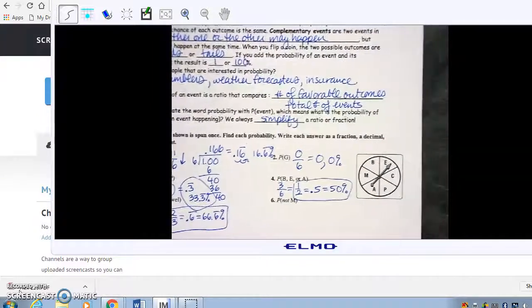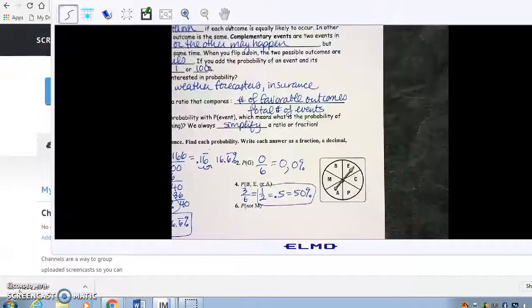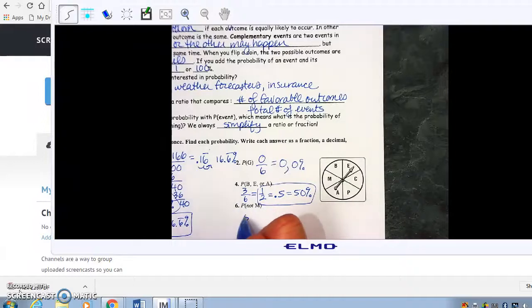And our last one on this page, what's the probability of it not being an M? So 5 of those are not M's. 5 out of 6. And let's do some long division here. Put a decimal point, add some zeros. Remember, the cowboy goes in the house, the horse stays outside.